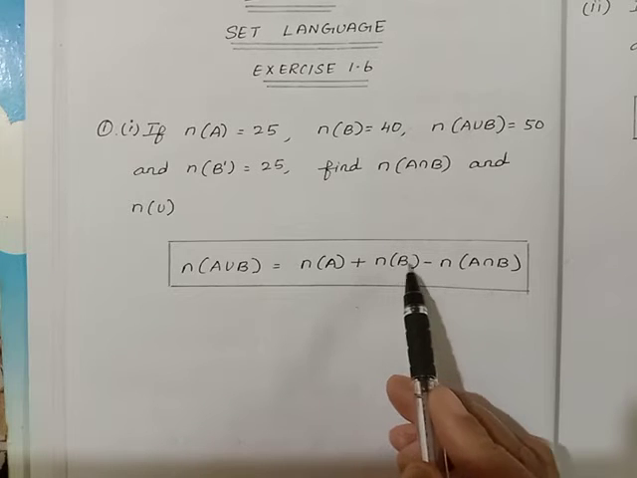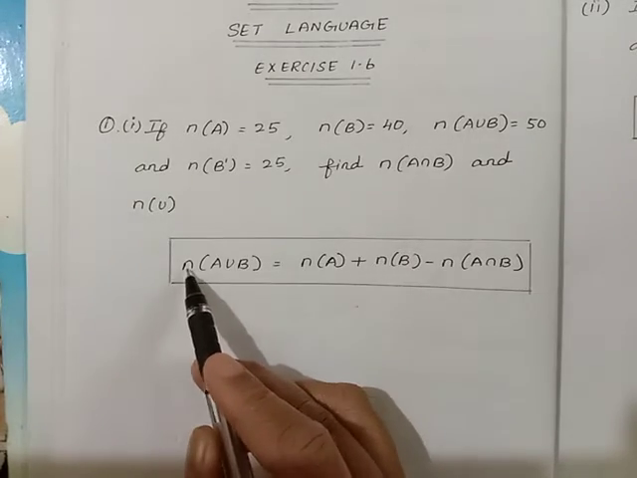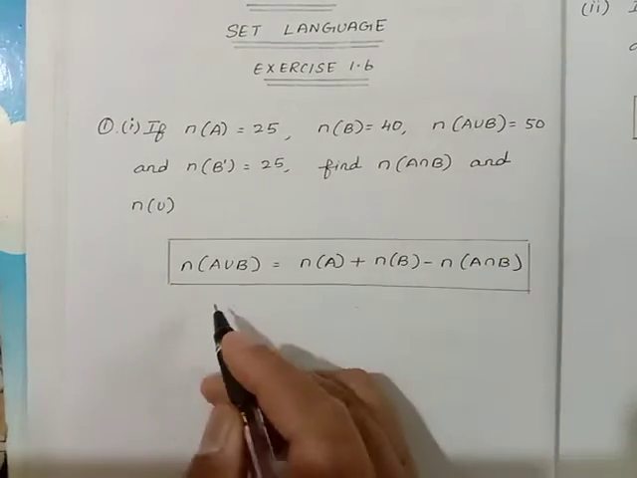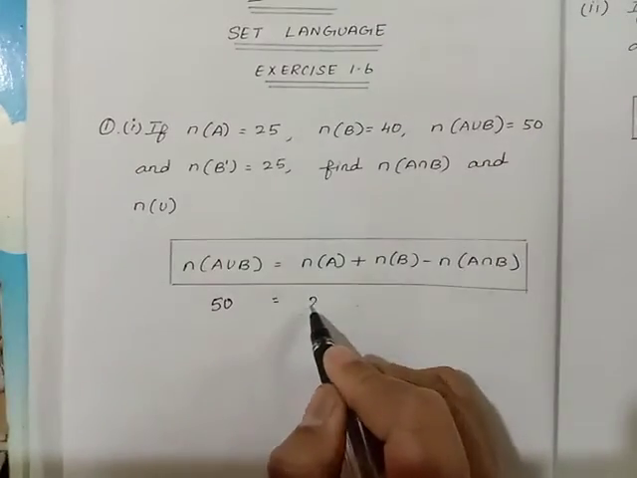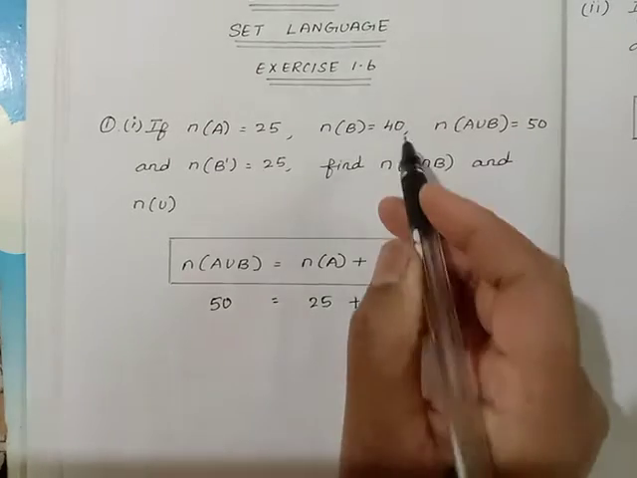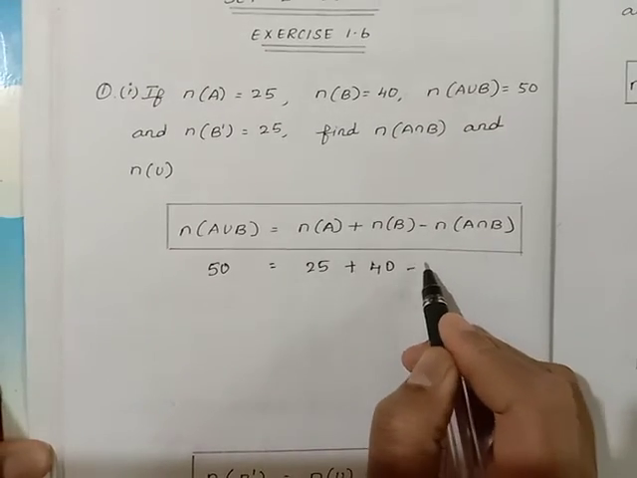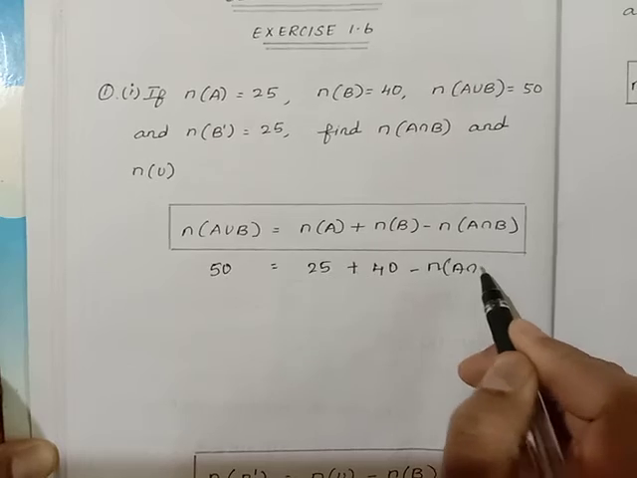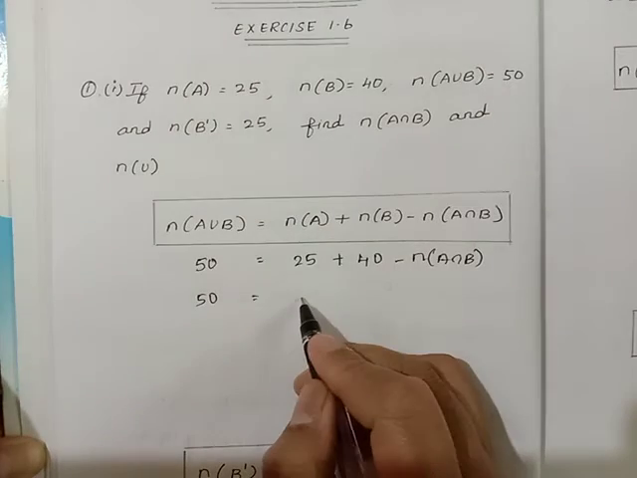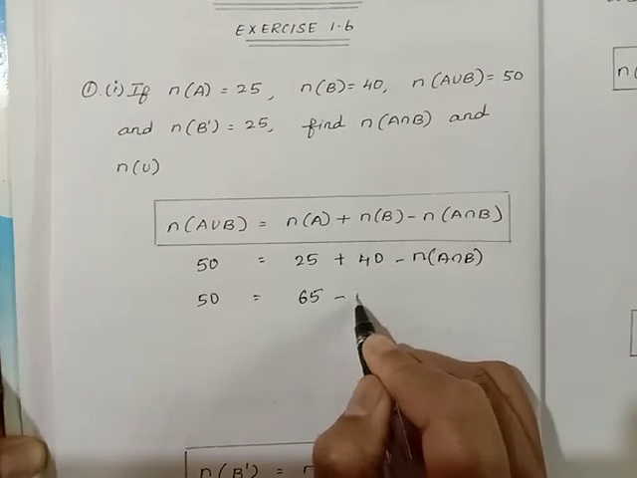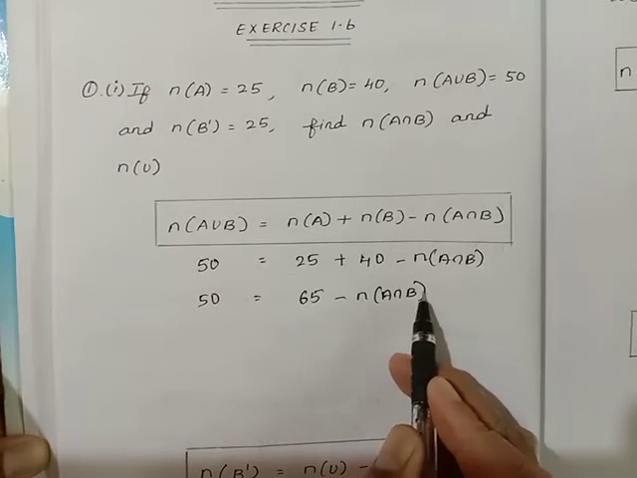Now, to find n of A intersection B, we know the formula n of A union B equals n of A plus n of B minus n of A intersection B. Now let us write n of A union B value is 50 equal to n of A value is 25 plus n of B value is 40 minus n of A intersection B, whose value we don't know. 50 equals 25 plus 40, 65, minus n of A intersection B.